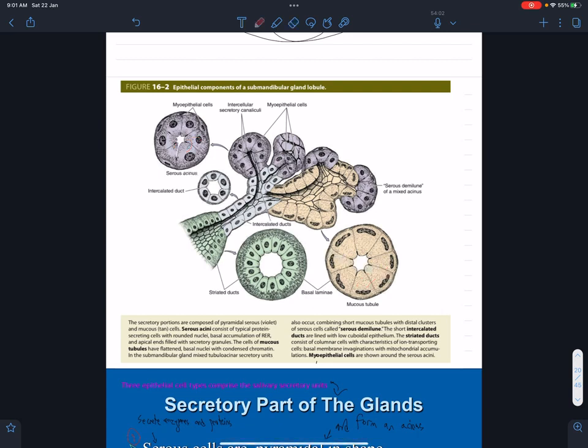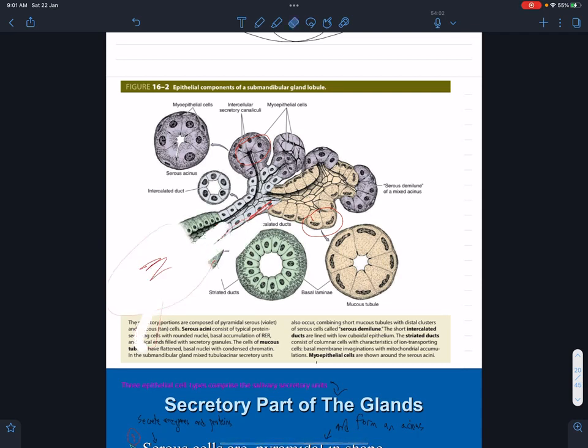And we can see, like we said before, the serous acinar structures and the mucus tubules. They all drain to the intercalated ducts, and then the intercalated ducts to the striated duct, then the striated duct to the interlobular ducts, and the interlobular ducts to the main duct.